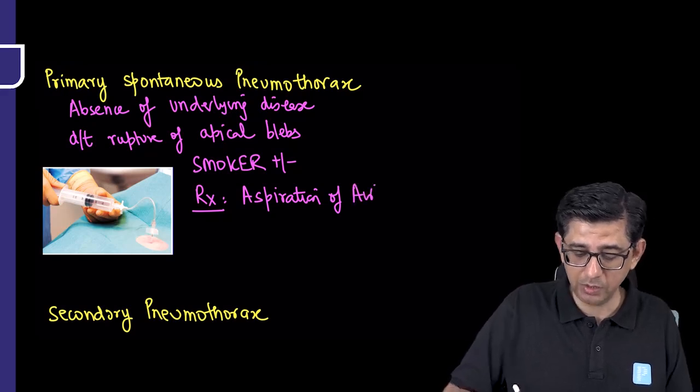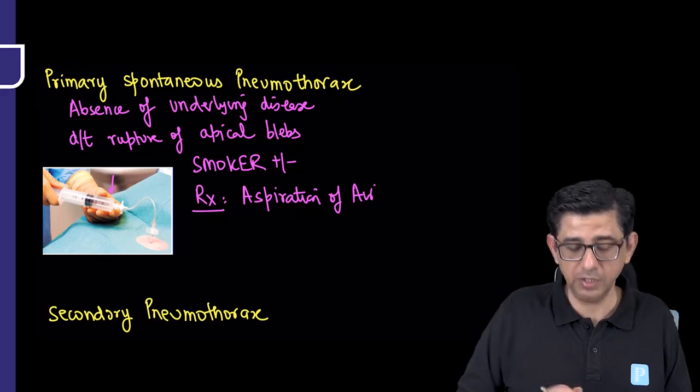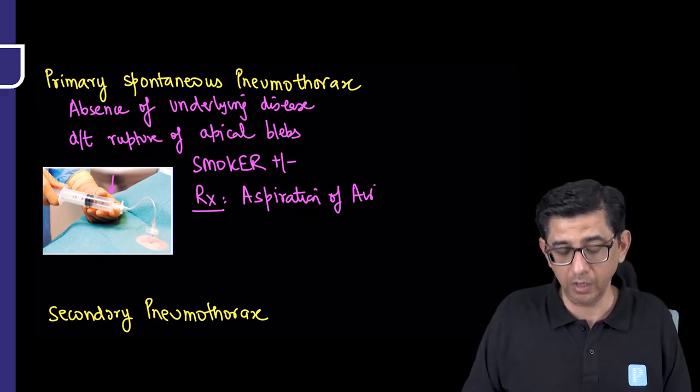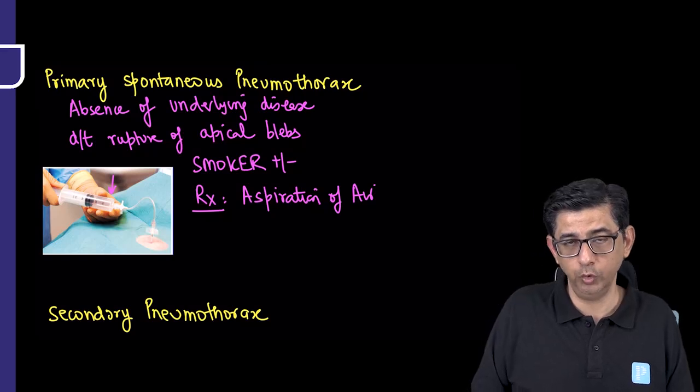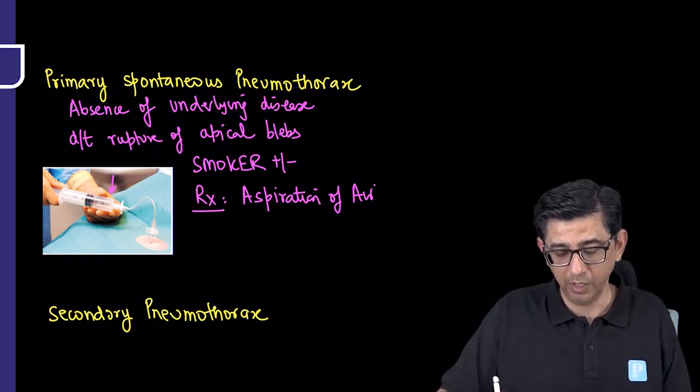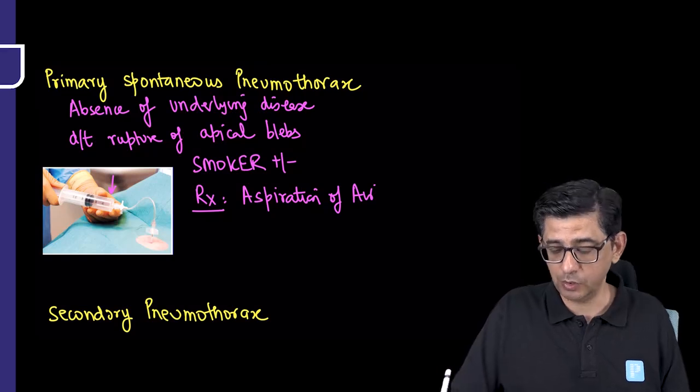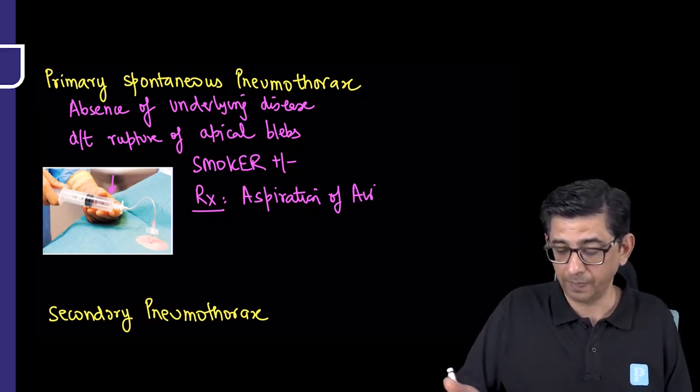As you can see in this diagram, we are using a 50 cc syringe and we are removing the air with the help of a butterfly. We are using it and removing the air which is accumulated in the chest and is contributing to respiratory distress.